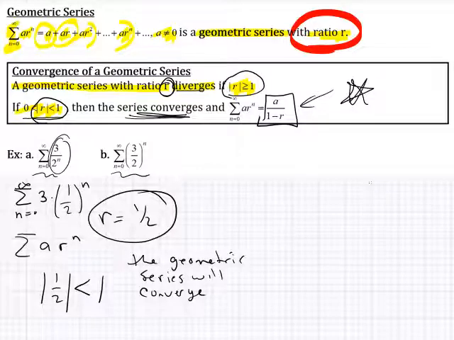That's it. If this is a test question, you gave me everything I needed. You said, all right, what type of series is it? It's geometric. What happens to it? It converges. And why? Because the absolute value of 1/2 is less than 1.